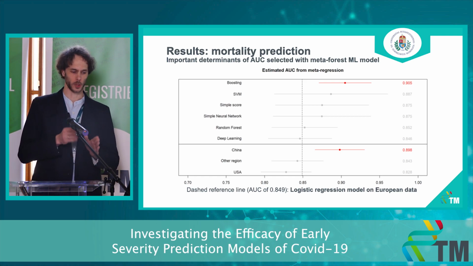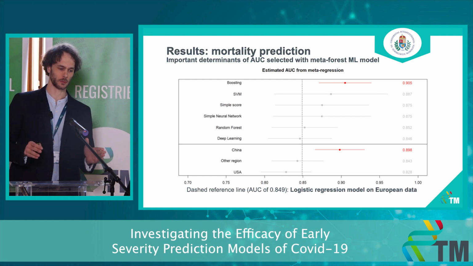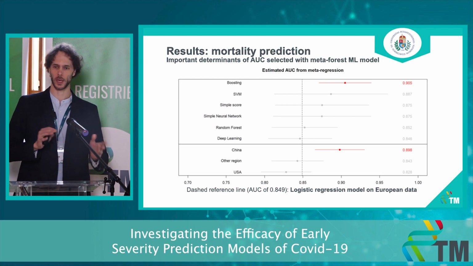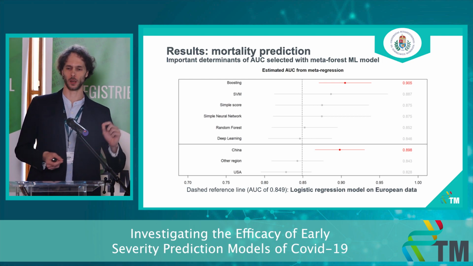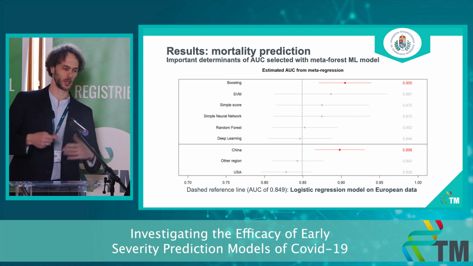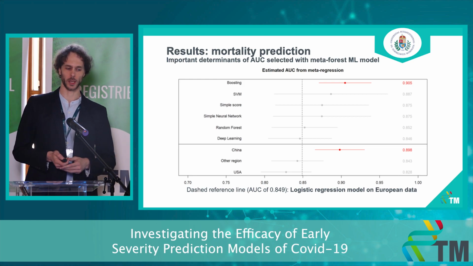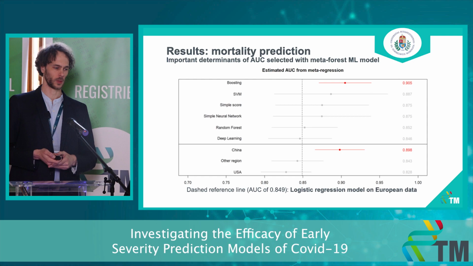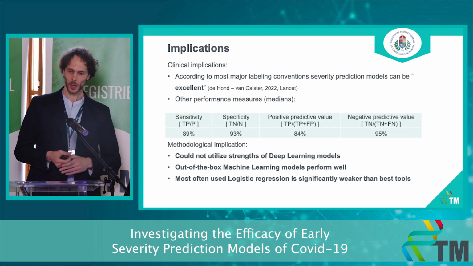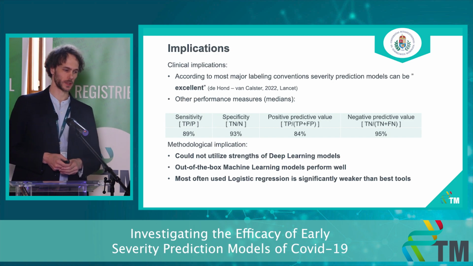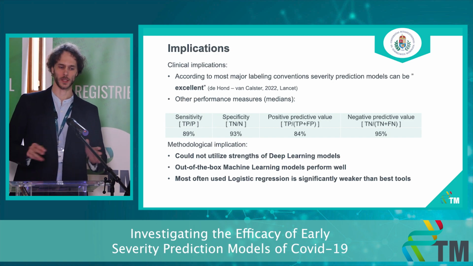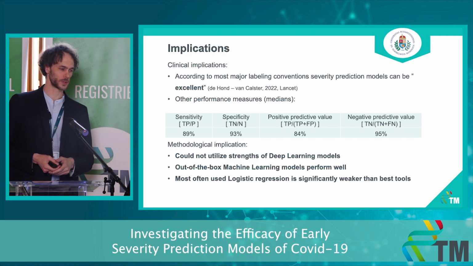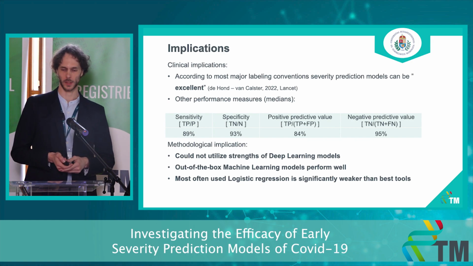We chose as the baseline a simple logistic regression model on European data. In that case, the AUC has a value around 0.84. So if I pick randomly a non-severe patient and a severe patient, 85% of the time I can correctly classify them. So the boosting model's 0.9 performance is clearly better. So in general, I would say the clinical implication is that any tool is better than random guessing. In general, all tools seem to be useful. It can be labeled as excellent.